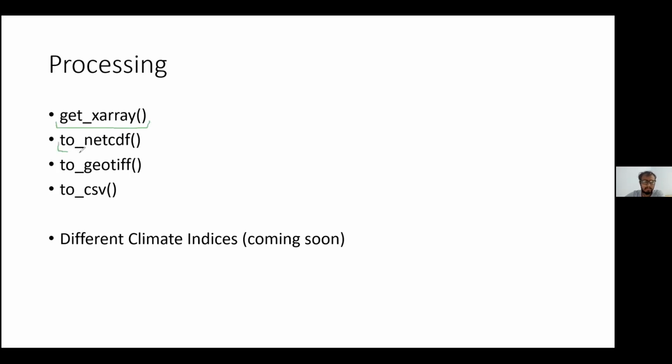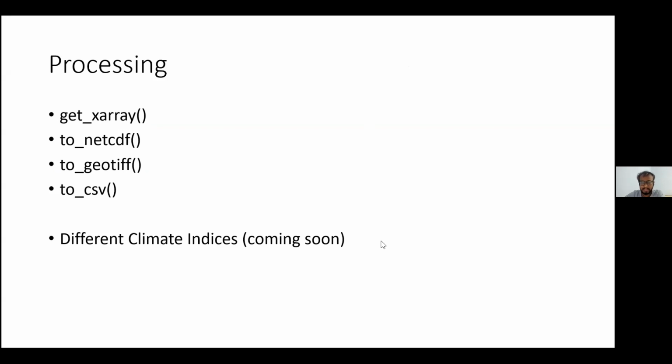Then you can save whatever data you have downloaded in Python in the form of netCDF. We have recently added GeoTIFF also, as some people would like to go for the GeoTIFF format, where they find it easy to process. And if somebody would like to go for the CSV format, then we have also provided a CSV saving option. You simply write to_csv and the file name, and it's good to go. In the future, we are planning to introduce various processing options for climate indices. That is a coming soon feature, but we are still working on it.